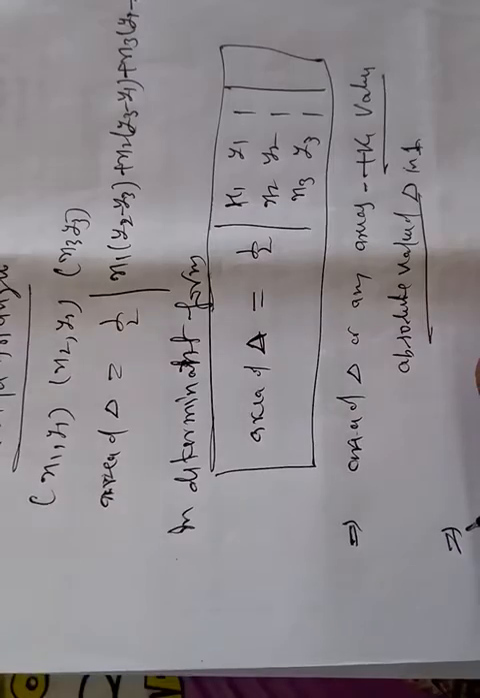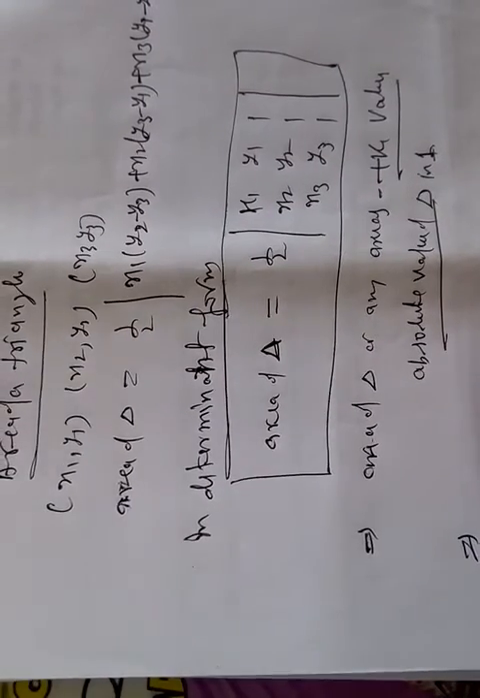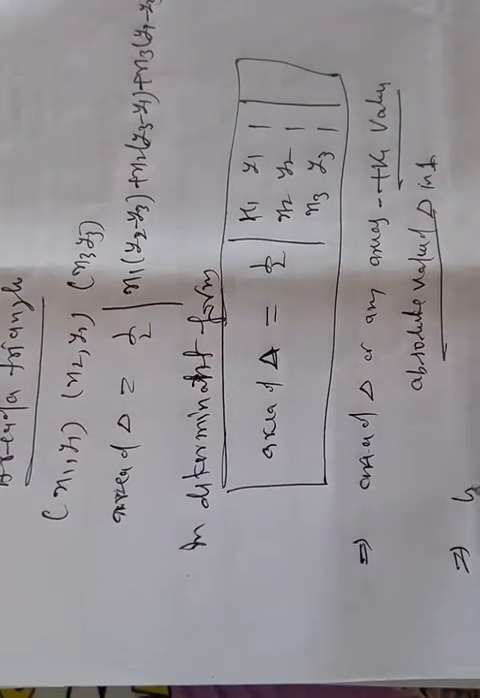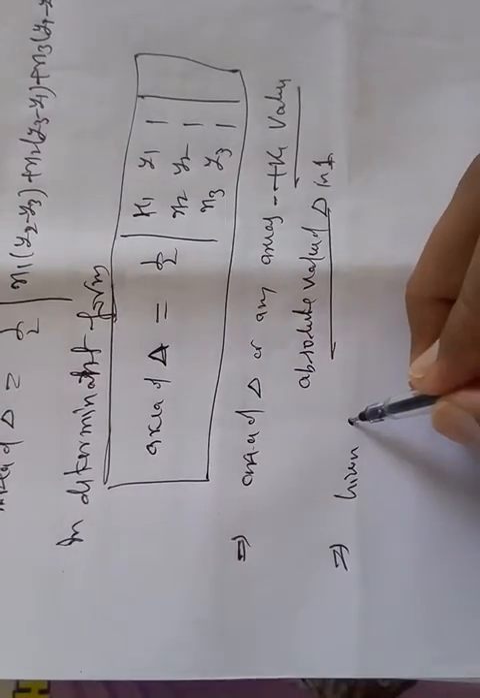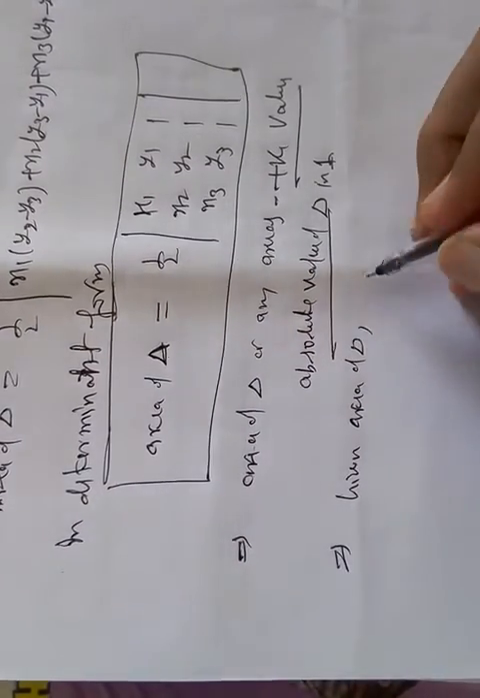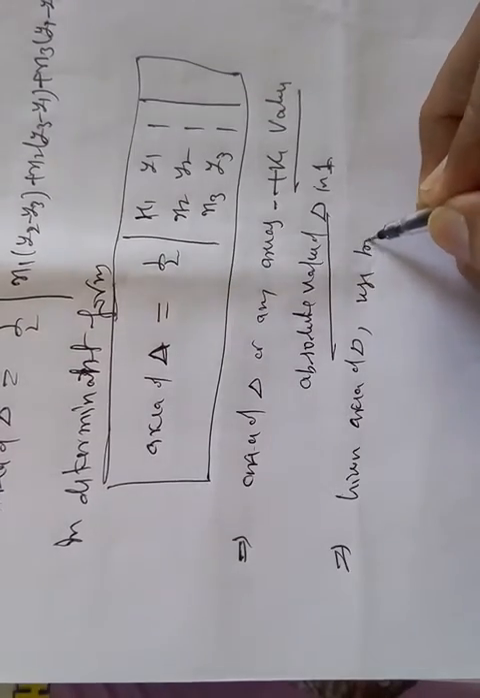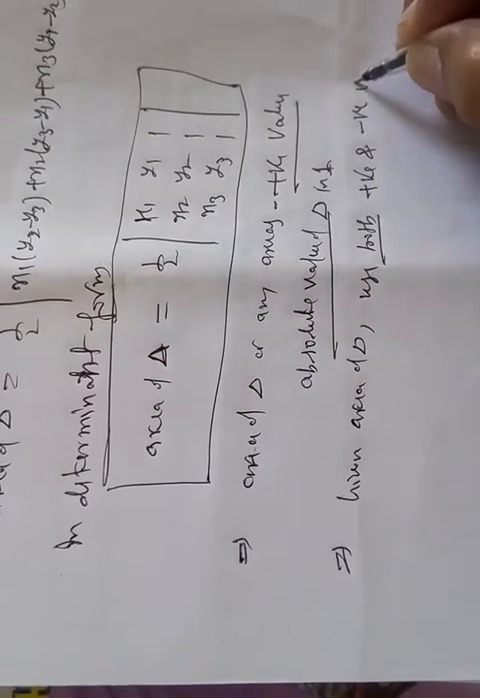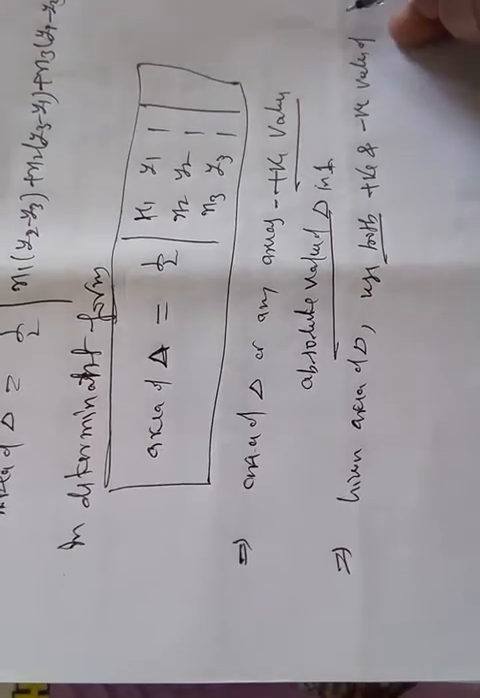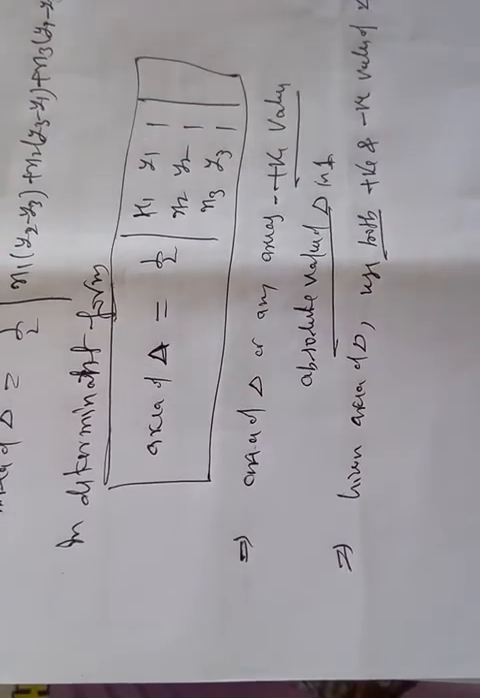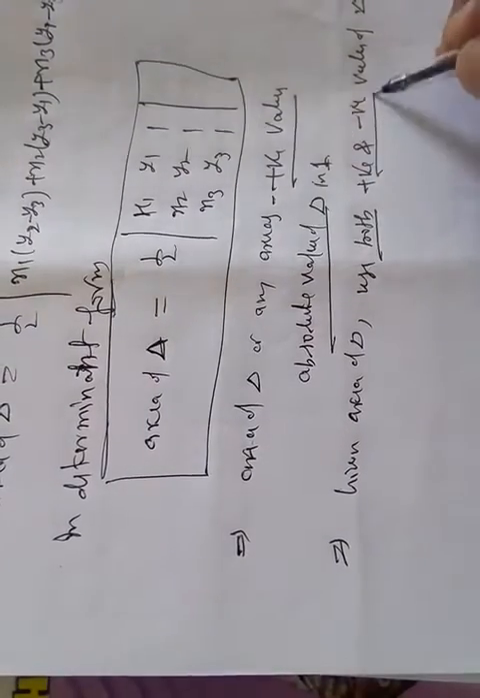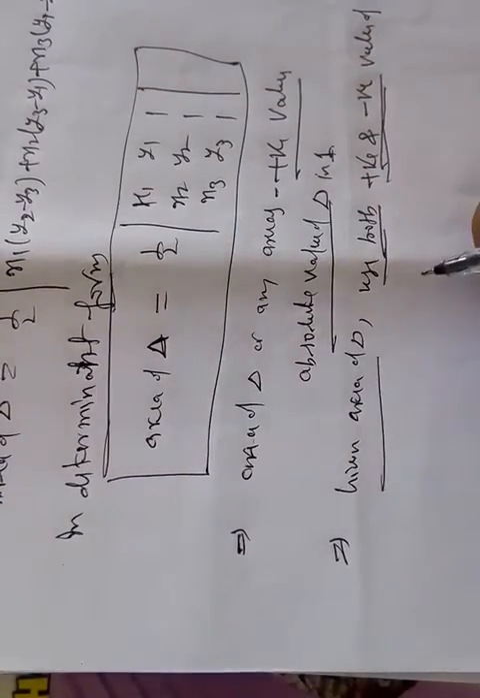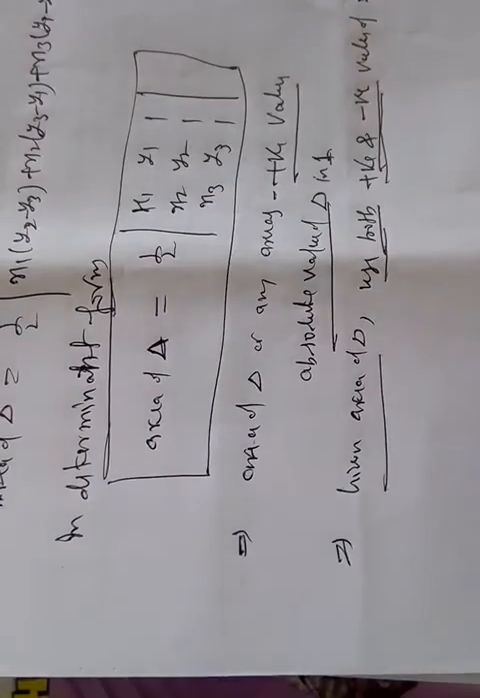Second point: if the area of the triangle is given, then for calculation we use both the positive and negative values of the determinant. For example, if the area of the triangle is given as 3, we take plus or minus 3.